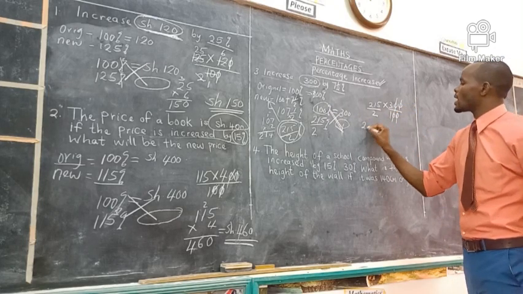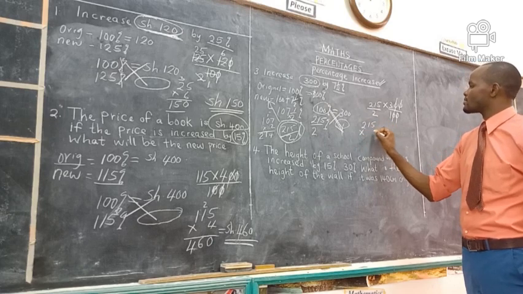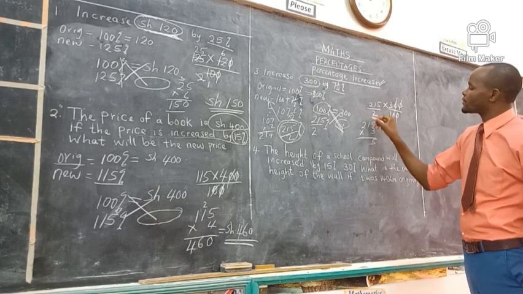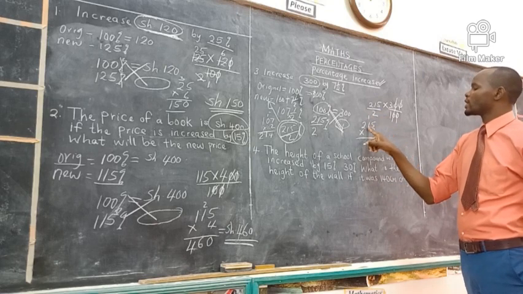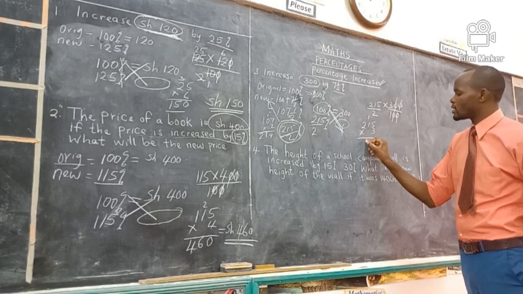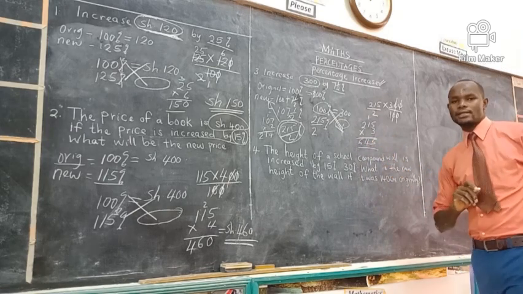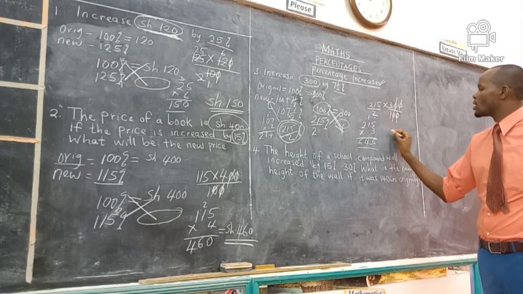So you will get 215 times 3. 3 times 5, you will get 15. 5 carry 1. 3 times 1, you will get 3. Plus 1, you get 4. 3 times 2, you get 6. That is not the correct answer. Remember we have the 2.